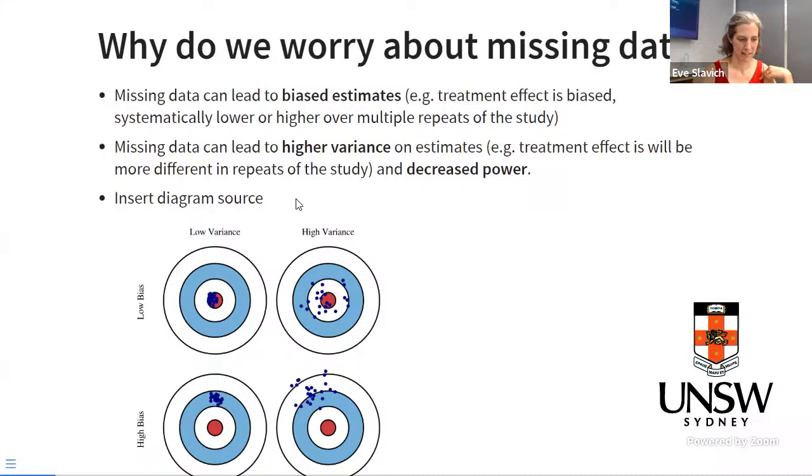So, sorry, this diagram source, it's a really classical diagram, this bullseye. So the red bullseye is the thing that you're trying to estimate, like your treatment effect. Each time you run your study, you might get an estimate that's a blue dot. And you can see that you don't want too much bias or too much variance in any study. And both of them are bad in that they lead to your estimates being far away from the bullseye.